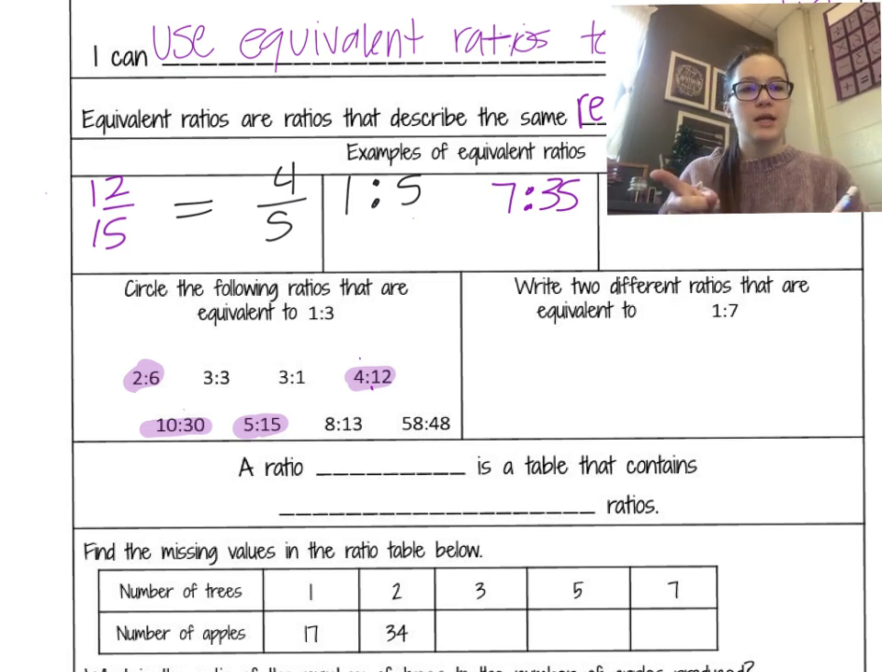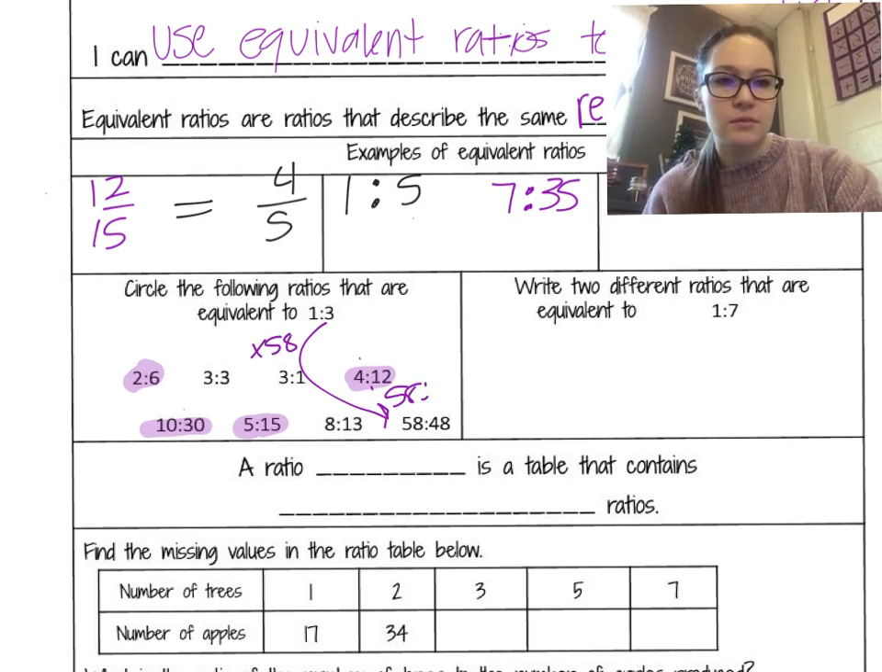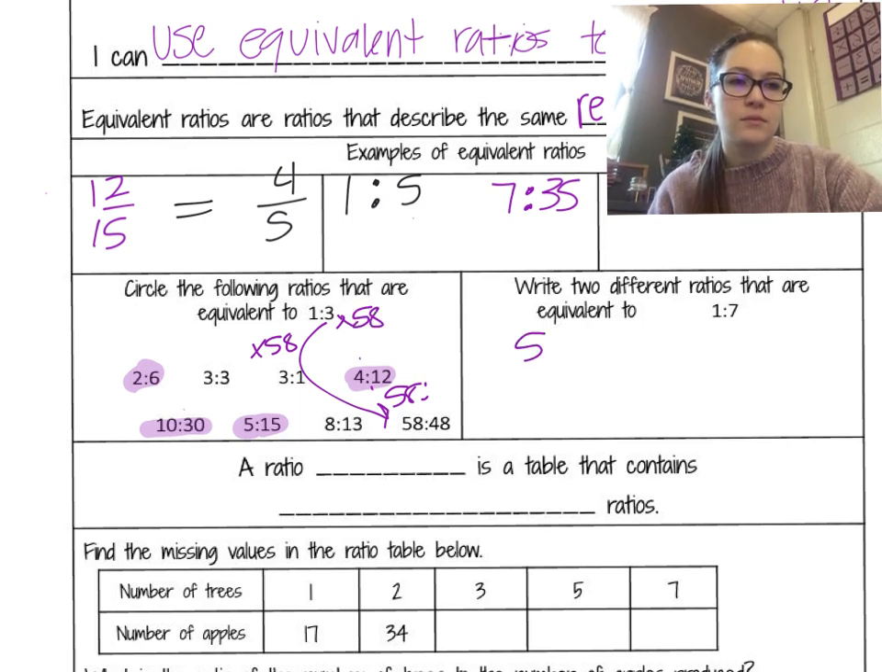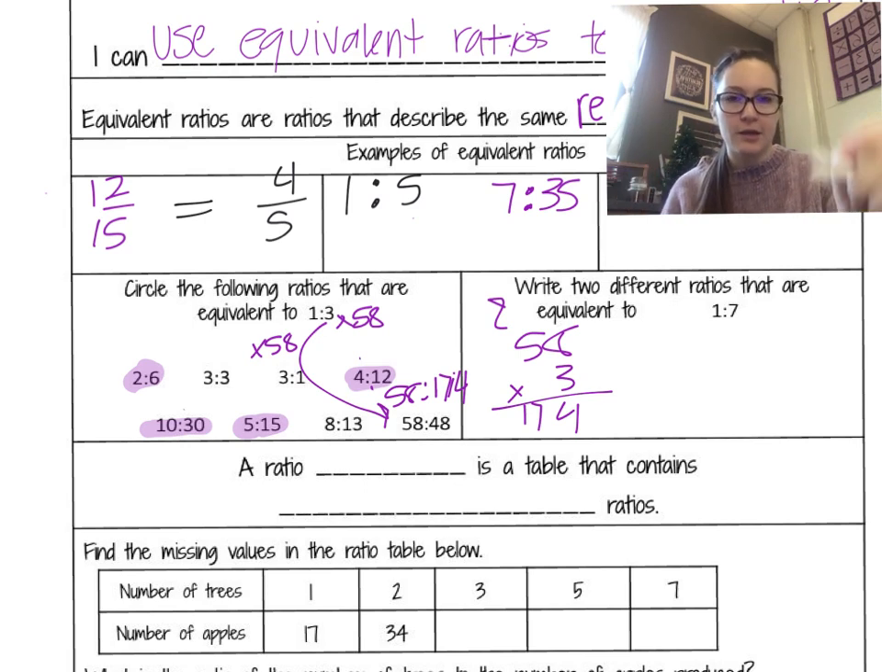All right, last one. From 1 to 58, we would multiply by 58. And then when I do 3 times 58, you get 174. Which is not 48, right? So that one is not an equivalent ratio.